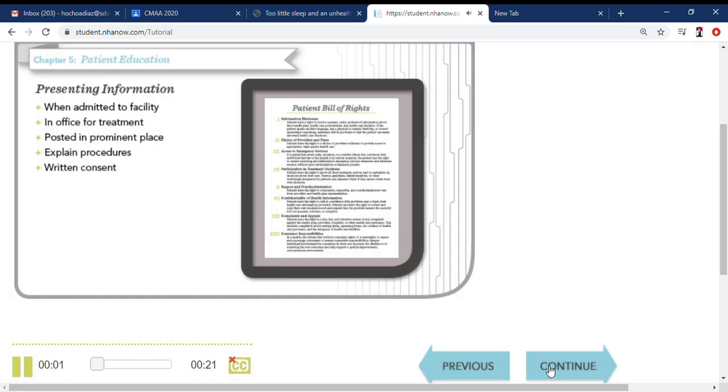This information may be presented to patients when they are admitted to a healthcare facility or come to the office for treatment. Some offices post them in a prominent place. It's your job to explain procedures to patients and to make sure they provide written consent. The next section explains this process in more detail.